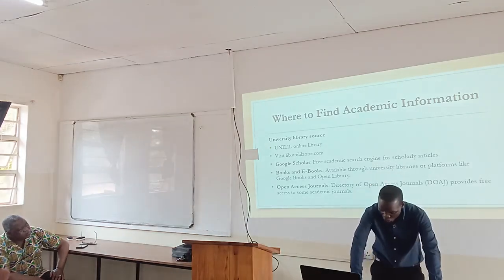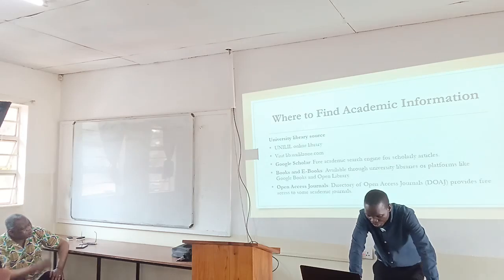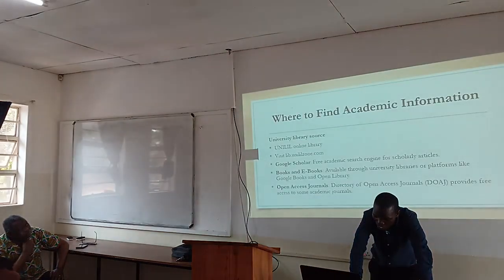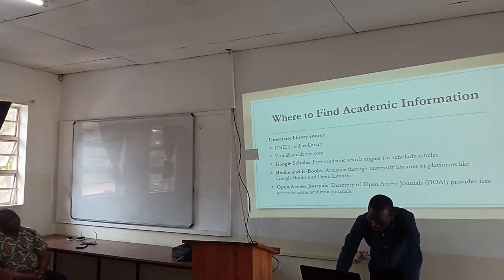The university library being the first option and a trusted one for that matter, you can also go to Google Scholar, a free academic search engine for scholarly articles. You can also find books available through other platforms like Google Books and Open Library. Like I already said, to understand some of these issues, it needs practice. So those who are interested, you can come anytime to the library to enjoy the free service there.